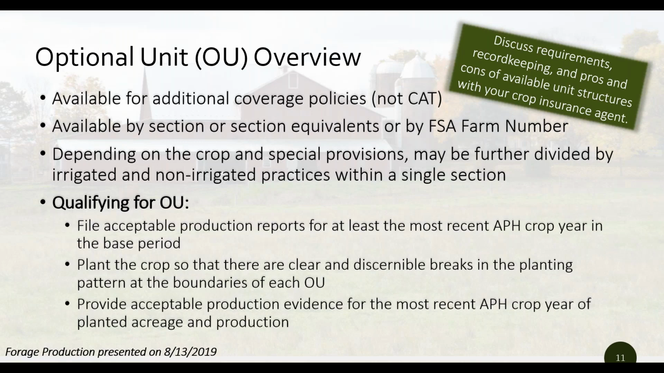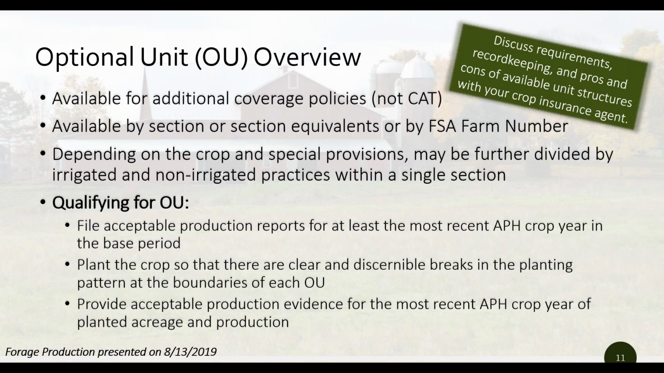So since we don't have optional units by practice, we do have optional units by section or sectional equivalents, or FSA farm numbers. So you can divide those sections of land down to smaller units. So qualifying for the optional unit, what's required?